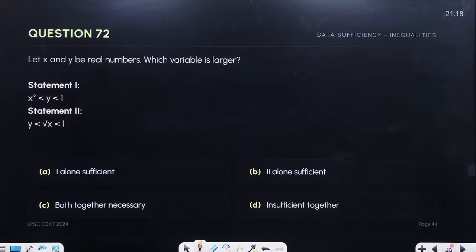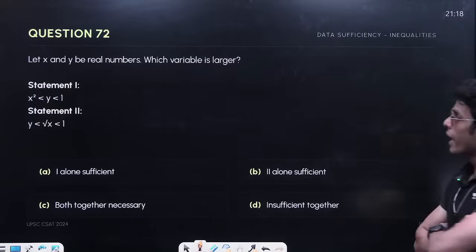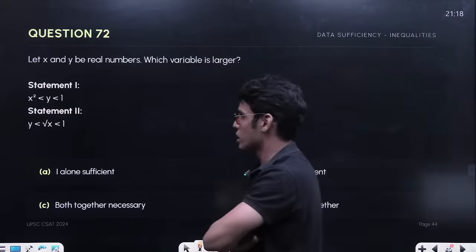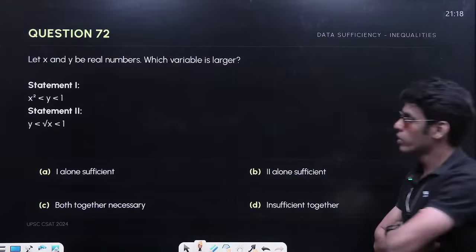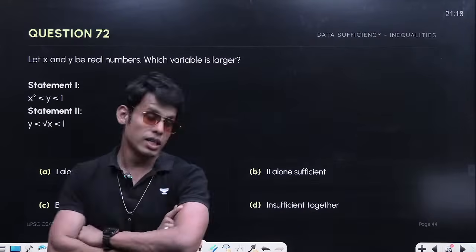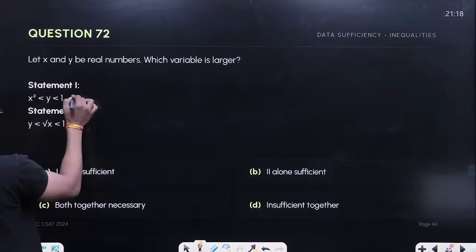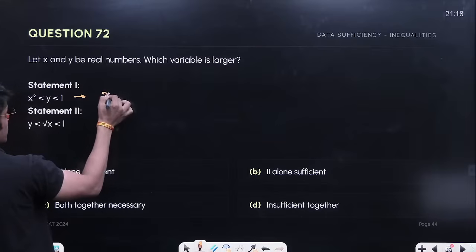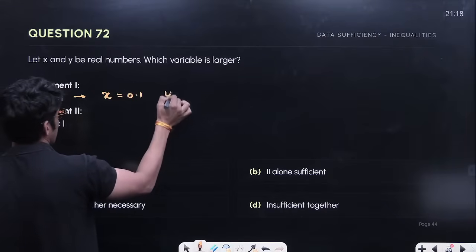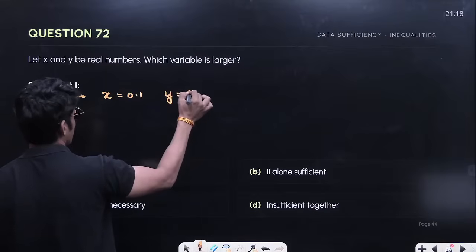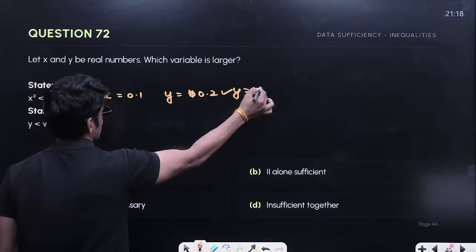X and Y are distinct real numbers. Which variable is larger? Right? Which of them is bigger? Can we deterministically say this? X square less than Y less than 1. Right? So, see, like if X is 0.1 and Y is 0.2, then Y is greater than X.